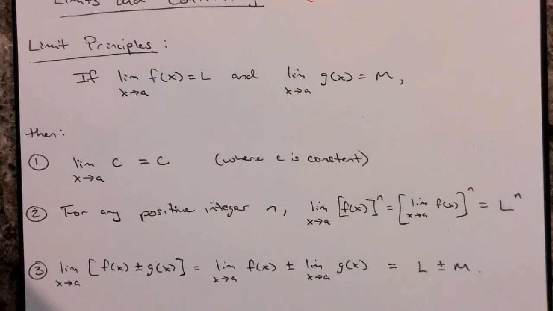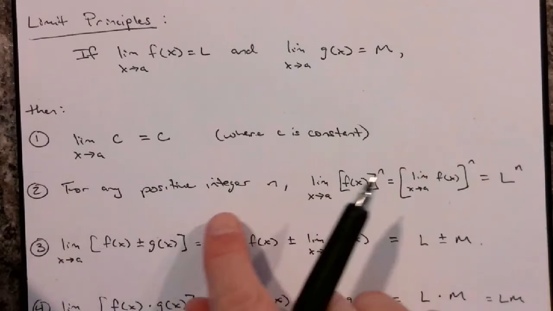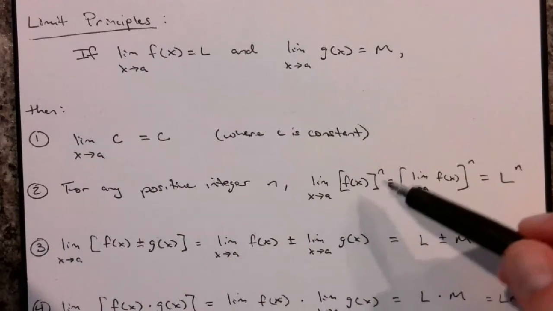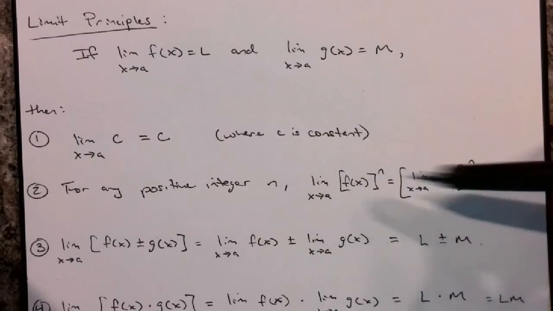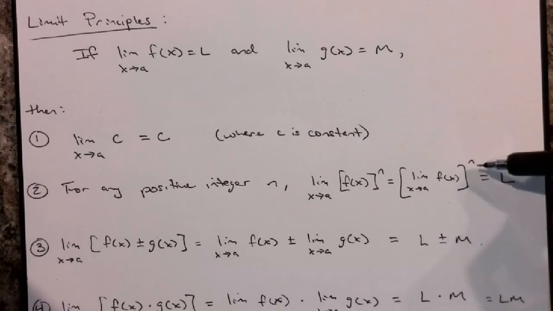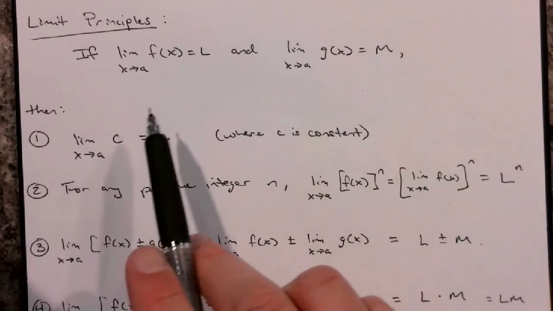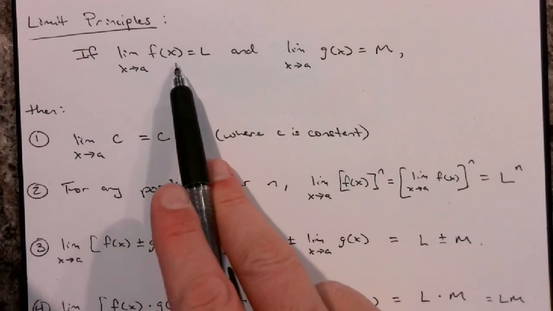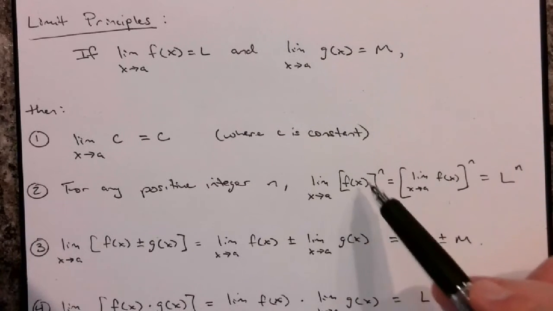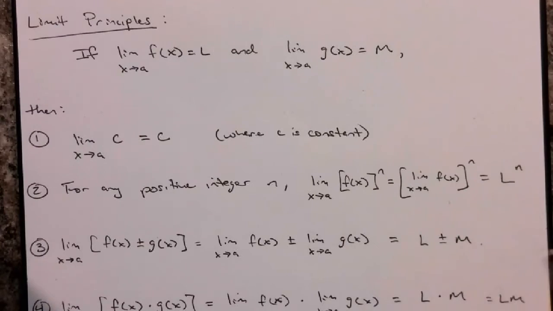The second property we have here is that for any positive integer n, the limit as x approaches a of f of x raised to the n power, so the entire function raised to the n power, is equal to the limit of the function raised to the n power, which we know the limit as x approaches a of f of x is equal to L, so we're just replacing that with L here. So it's really equal to the limit of the inside raised to the n power is what it's really showing.